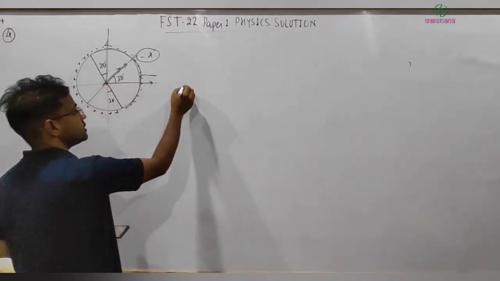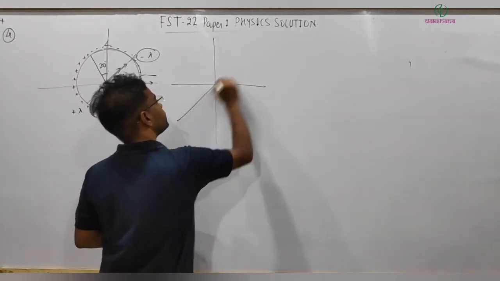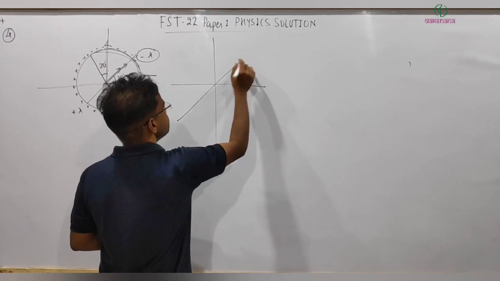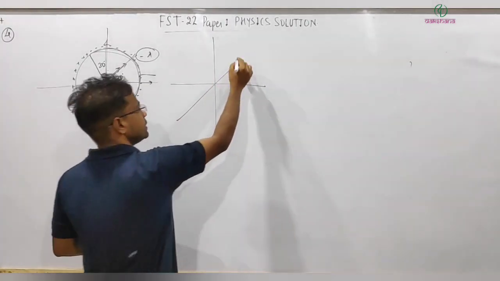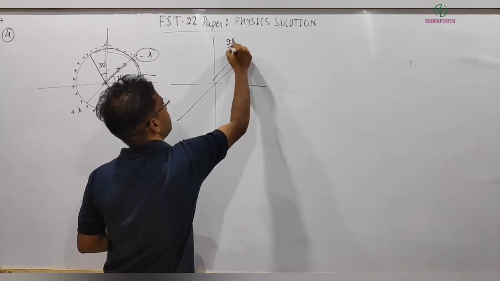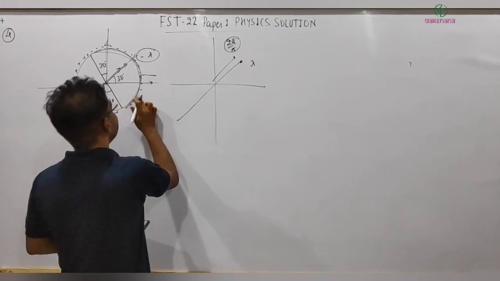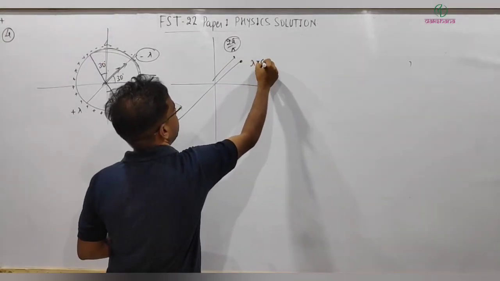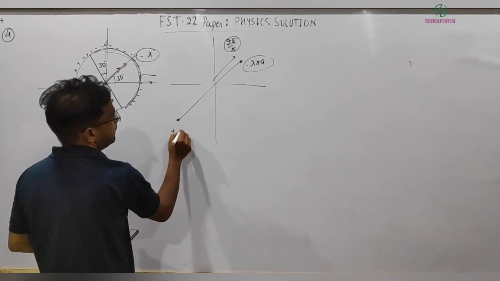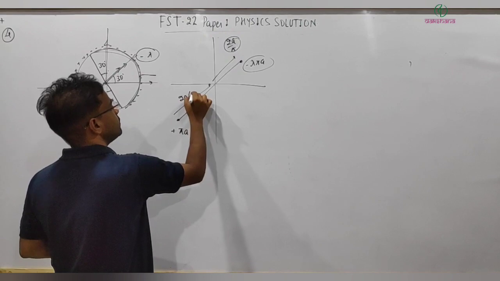So we can write that this system is equivalent to this: this half of the ring will have total charge concentrated at its center of mass, and the center of mass will be at a distance 2a upon π, and the charge will be λ multiplied by its length. Length is πa, and here it will be −πaλ, and this distance will also be 2a upon π.